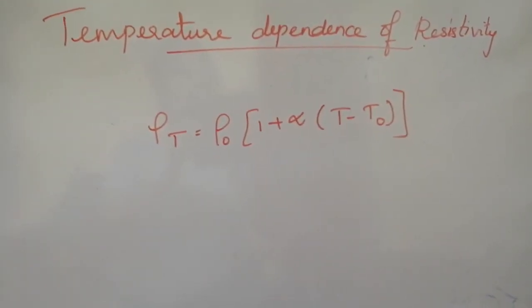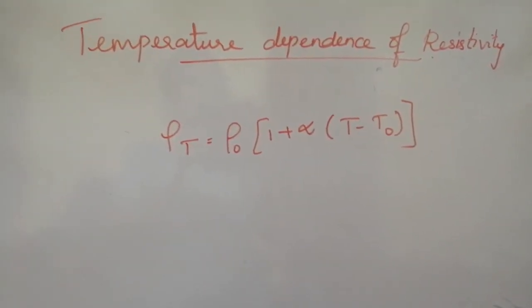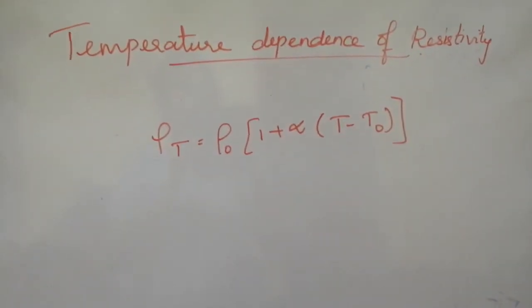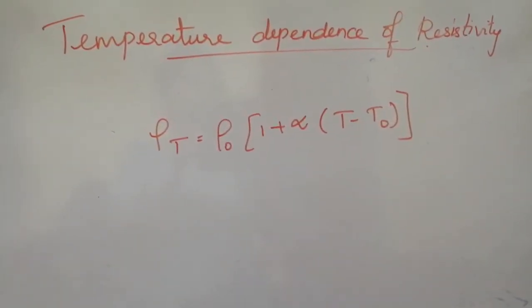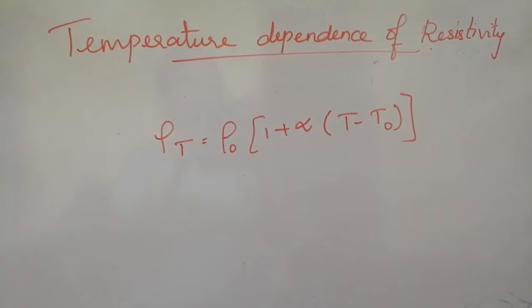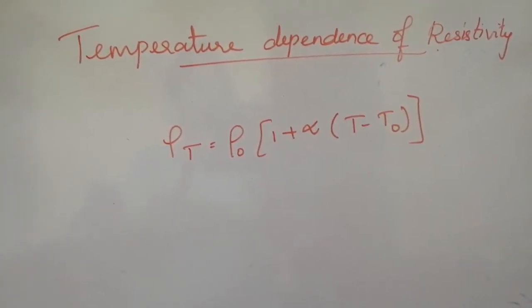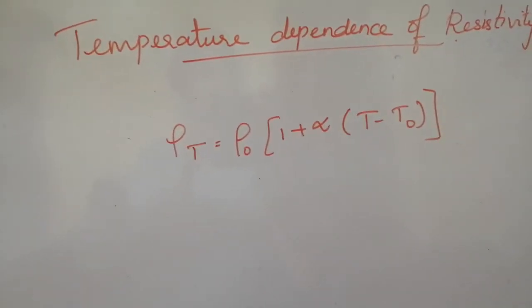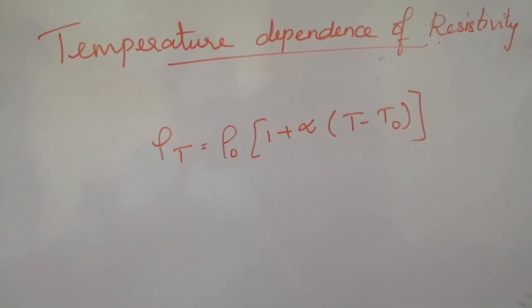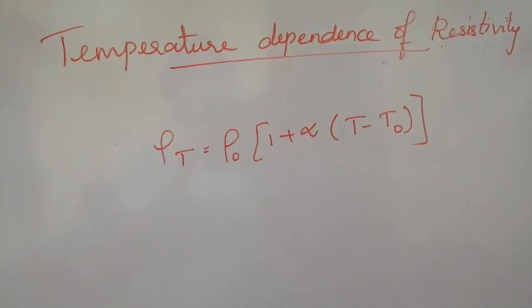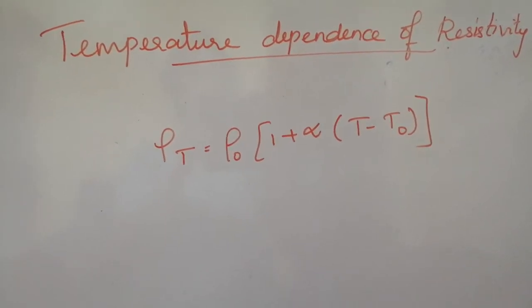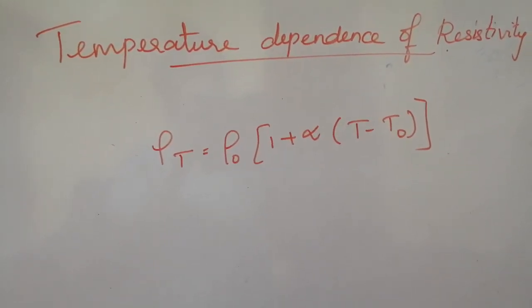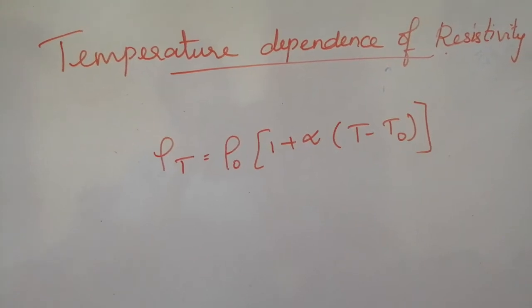Hello students, the topic we are going to discuss is temperature dependence of resistivity. So we know that resistivity is the ability to stop the electrons flow, that is to resist the flow of current in a device, right? So how this resistivity varies with respect to temperature is the topic here, and the resistivity is given by the symbol rho, right?